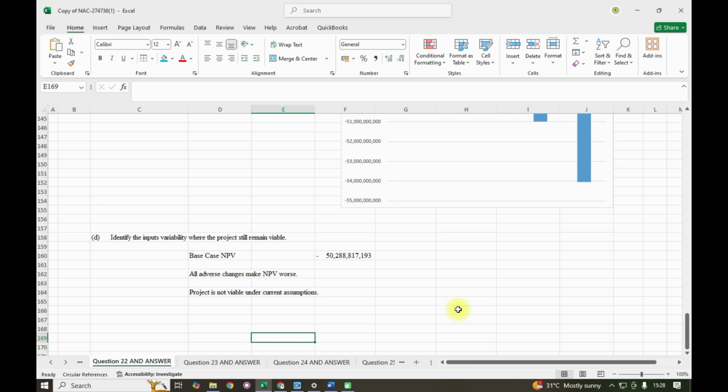So it had a lot of workings, especially for the sensitivity analysis.